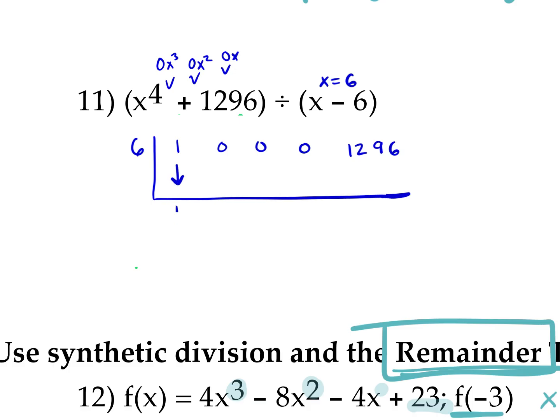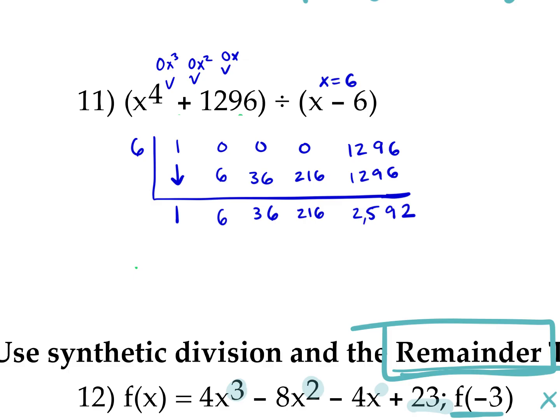So I'm going to drop down the 1, multiply on the outside, we get 6, add 6, multiply 36, add 36, multiply, we get 216, add 216, multiply 1,296, add 2,592.